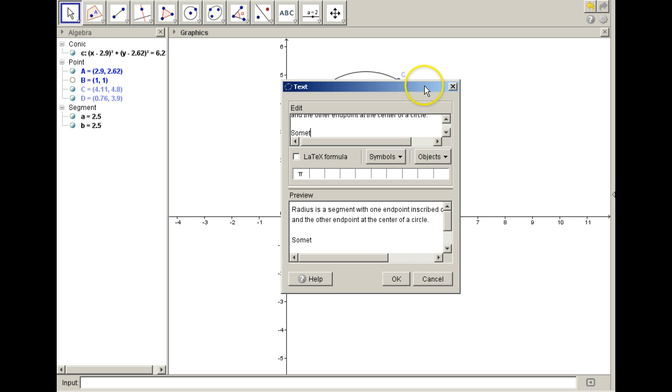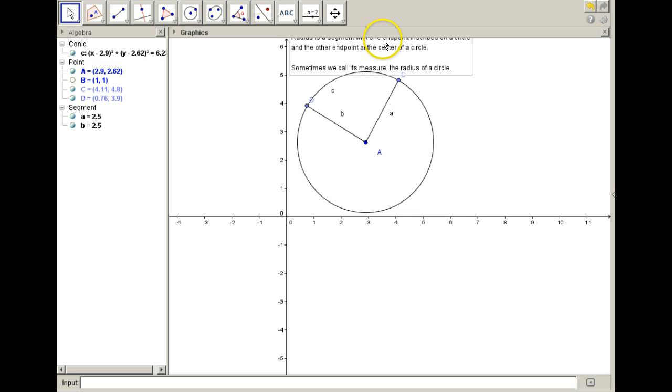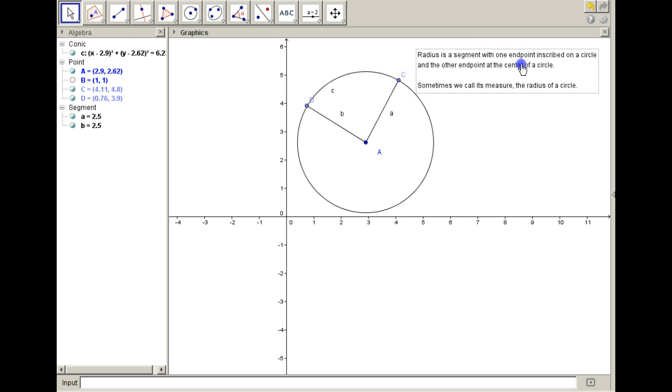And sometimes we call its measure the radius of a circle. So in other words, the term radius gets used a couple different ways. It gets used to describe the segment itself, and it also gets used to describe the measure of that segment. And that's because it's a property that's unique to that circle.